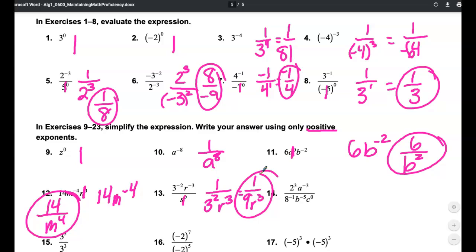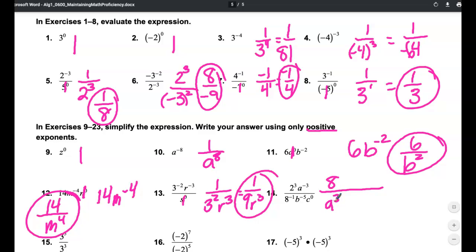Number 14, let's just simplify that 2 to the 3rd to start with. What is 2 to the 3rd? 2 times 2 times 2? It's 8. So we have 8. What do I want to do with that A? Do I want to put it on top or on bottom? Bottom. So I'm going to have A to the third.